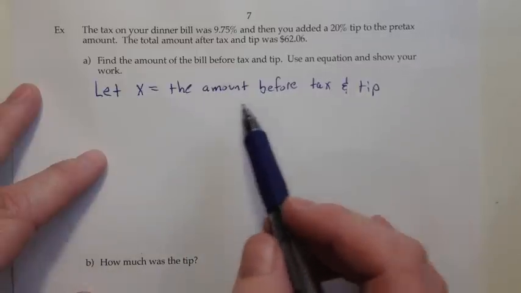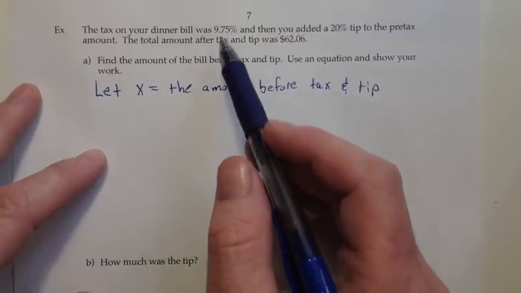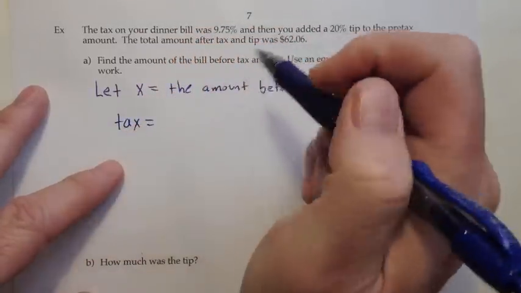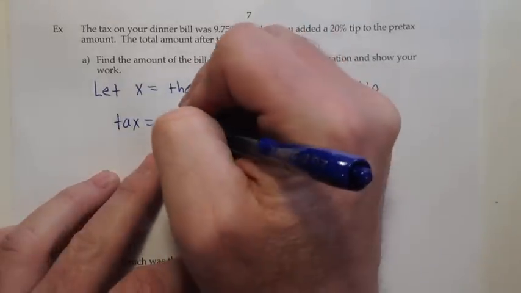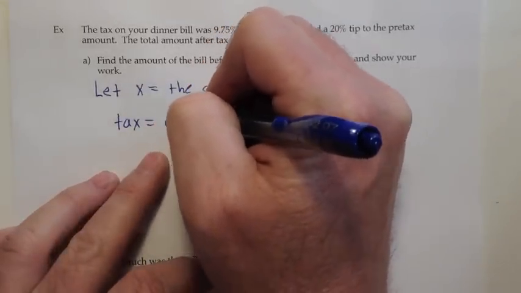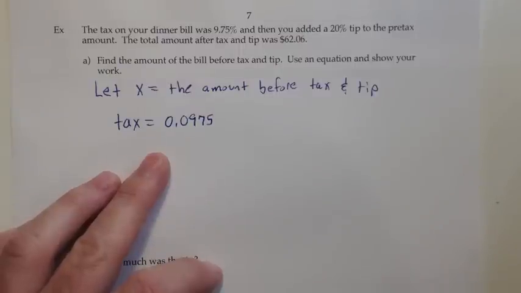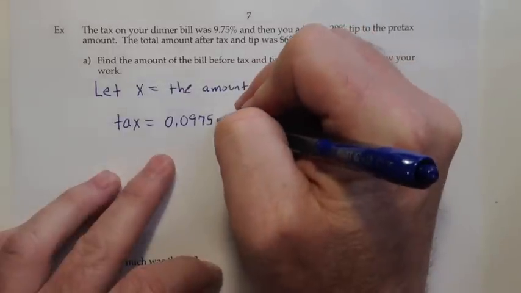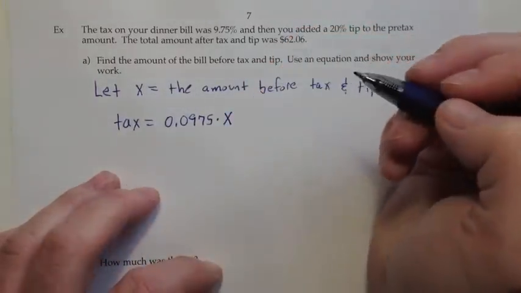So now I want to think about how I'm going to get to that $62.06. I'm going to have to pay for the dinner, so I'm going to have to pay this amount. I'm also going to have to pay tax. So what would the tax be? Well, the tax is 9.75% of the price, so that would be 0.0975, which is the 9.75% written in decimal form, and then of the price would be of the pre-tax and tip price, so that would be of x or times x.